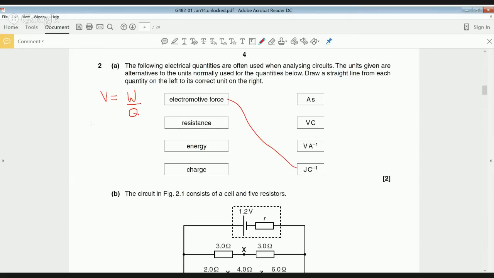For resistance here, we know that resistance equals voltage divided by current. So we use this one, the volts per amp. Energy, work, it's the same equation as above. Work is voltage times charge. So that's volt coulombs. And finally, charge, we know that Q equals IT. These are all formulae that you'll find in your equation book. Q equals IT. The unit for charge is then an amp times a second.